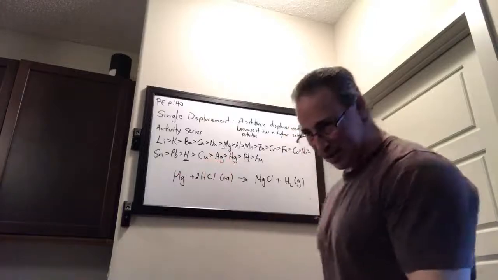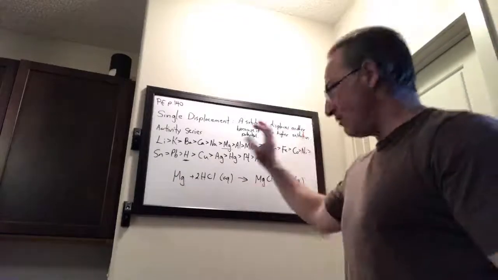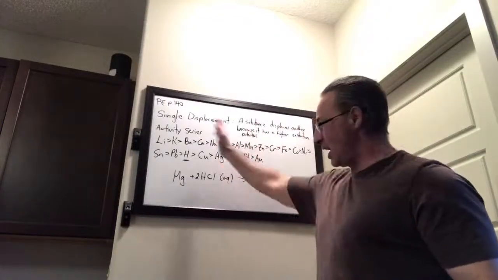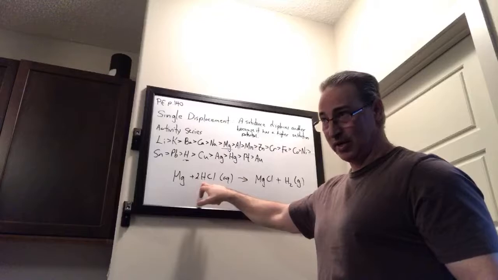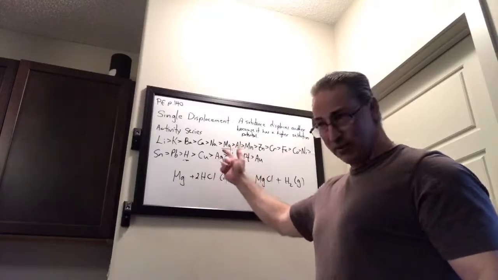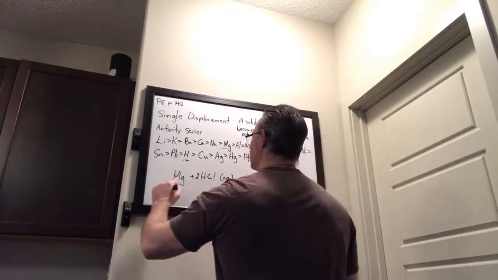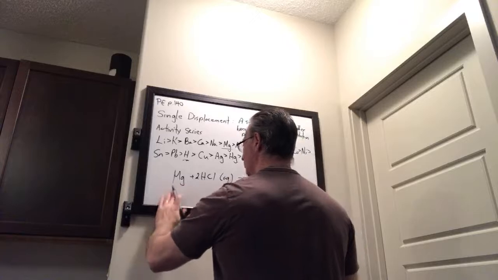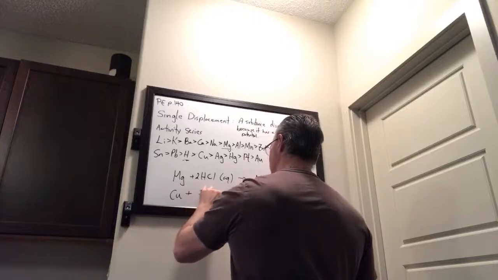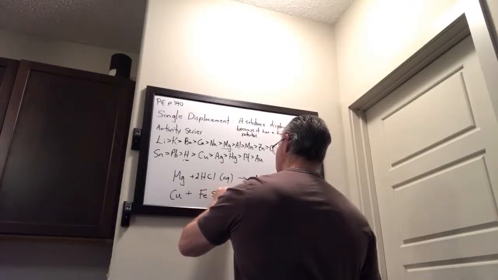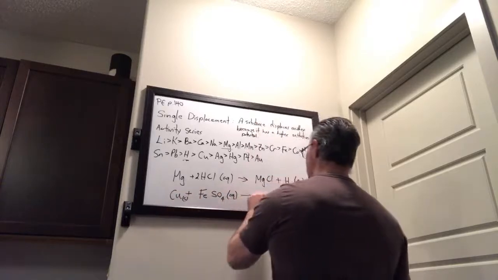What is the criterion that you use to determine whether a single displacement reaction is going to take place? Whatever you aim to be reacting has to be higher up on the activity series. So if you see magnesium is higher than hydrogen, then this reaction can take place. If on the other hand you were to reverse the situation, suppose I tried to react copper in a solution of iron sulfate. Nothing would happen.